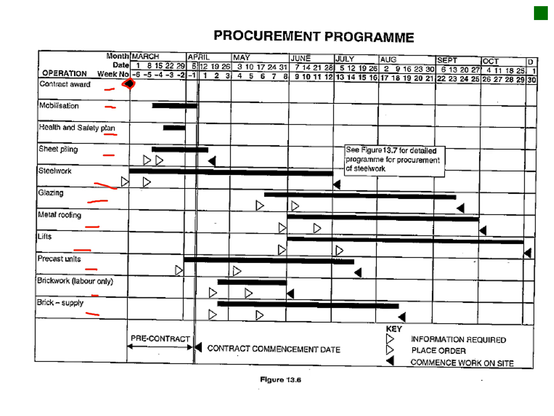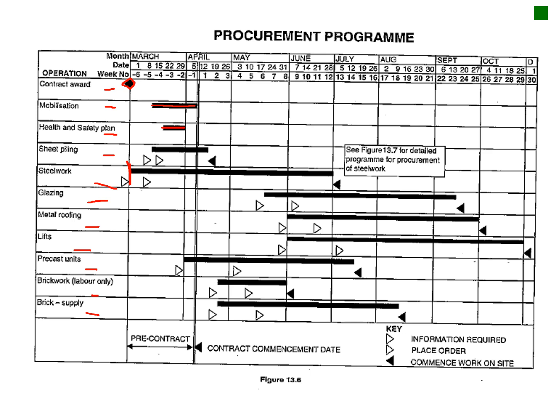So mobilization, you've got your item there listed, your health and safety, it has to be done there, and then you've got your steel sheeting, which has to be ordered here already. And then the figure refers to the next one that we're going to look at. See figure 13.7 for detailed program for procurement of steelwork. So this just gives you a bit of an overview of when the items have to be in.